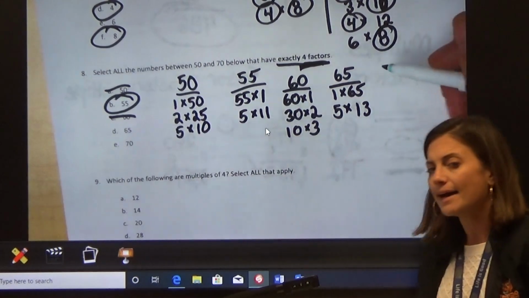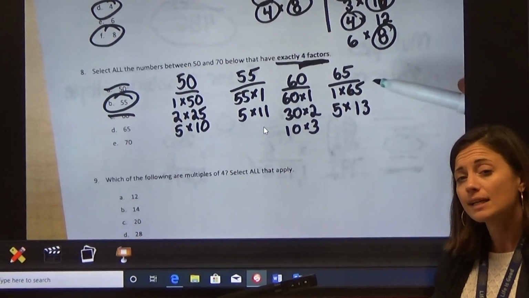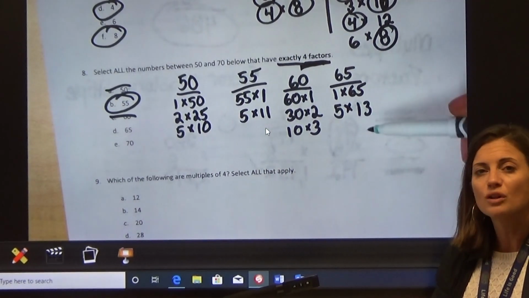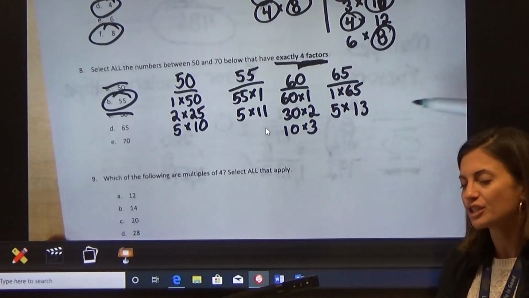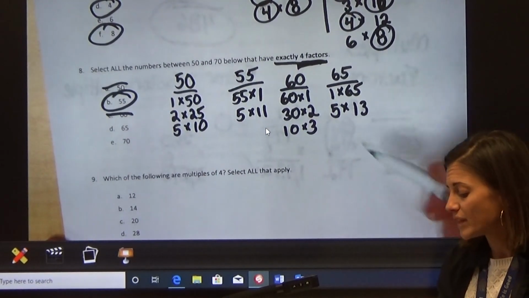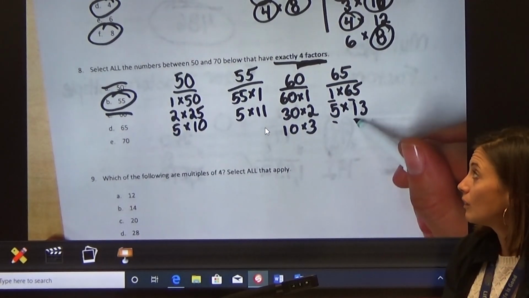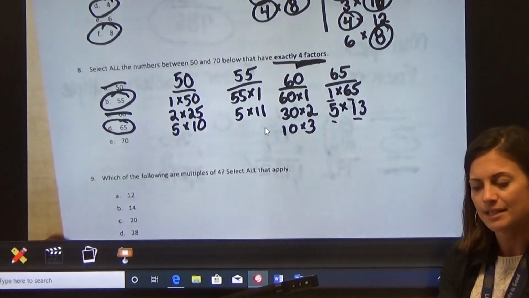So 65, we did 1 times 65, but it's not a multiple of 3, it's not a multiple of 4. So the only other factor we can get for it is 5. 5 times 13. There's nothing else. So that's exactly 1, 2, 3, 4 factors. So 65 is my second answer.